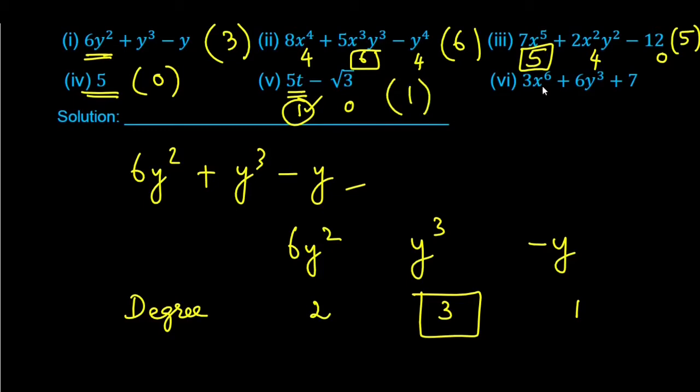Here 3x power 6. So the degree is 6. Here 6y cubed. So the degree is 3. Here we have constant 7. Degree is 0. Among the three degrees here, 6 is the highest value. So the degree of this polynomial is 6.